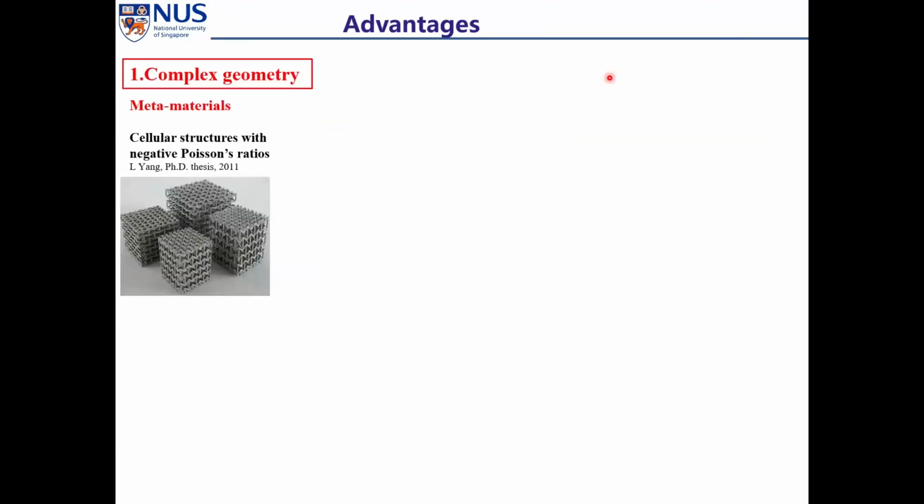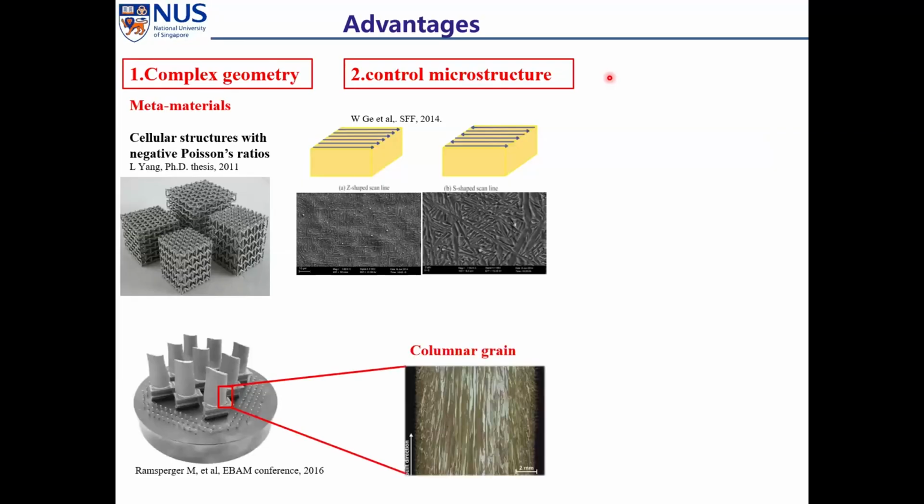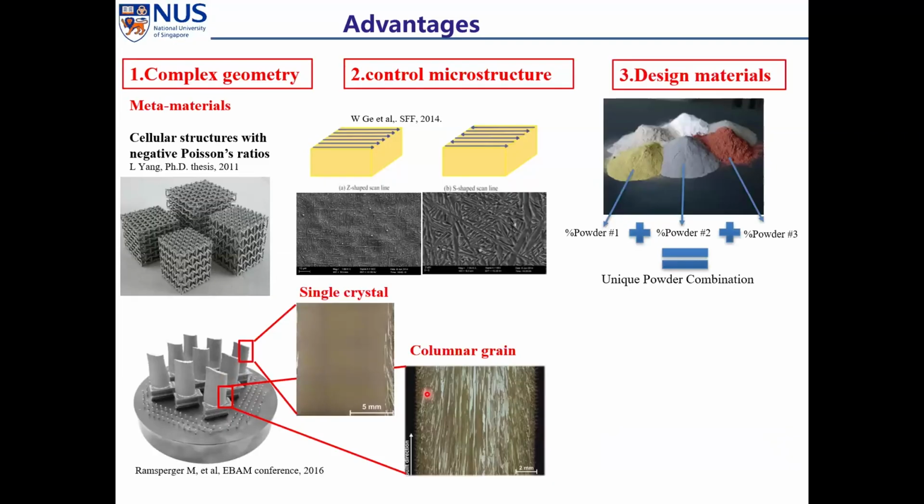It's very straightforward, and the advantages are also very well known. We can fabricate very complex structures. There is a lot of freedom to control microstructures and the mechanical properties. Then, in industry, there are a lot of advantages. Say, for turbine blades, we can control it to be columnar grains or even single crystals. And for material science, it opens a new way to design and synthesize new compositions. For example, we can combine any unique powder combination, then we can get the chemical composition we want.